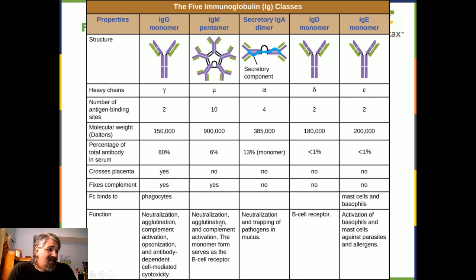All right, so IgG: we have neutralization, agglutination, complement activation, opsonization, and antibody-dependent cell-mediated cytotoxicity. And the IgM, we also do some neutralization. Agglutination is really convenient with the IgM, and complement activation. The monomer form serves as the B cell receptor.